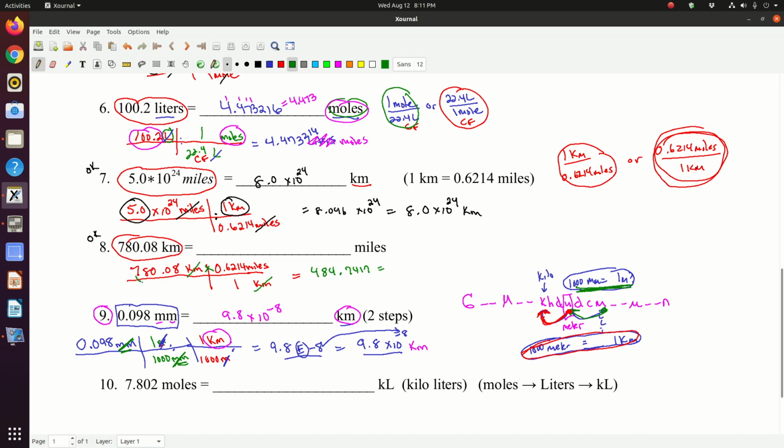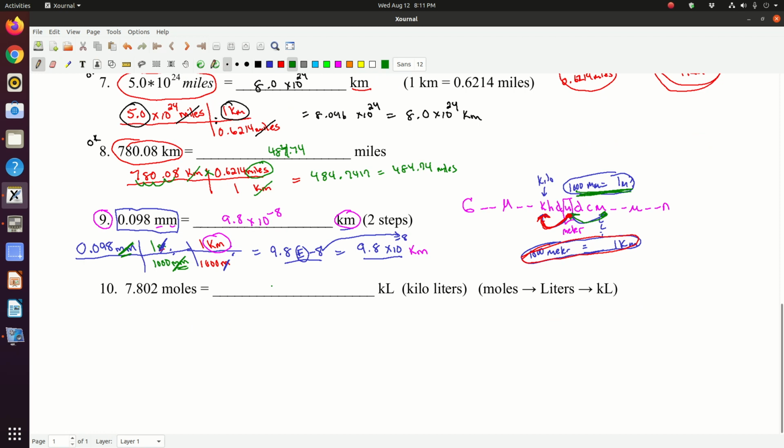This number has 1, 2, 3, 4, 5 sig figs. So I need 5 significant figures. So 484.74. And the unit is miles because I didn't cancel it out. So that was what goes here, 484.74. Okay, number 10, last one.